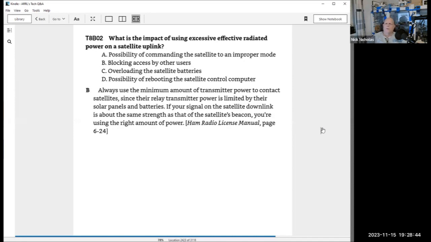What is the impact of using excessive effective radiating power on a satellite uplink? Remember, I've told you, when you use the satellite, it shares all of its output evenly, or at least it hopes to, from all of its input. But if one of its inputs is way more powerful than the other, it gets disproportionate access. So if you overpower the satellite, you will be blocking everyone else from using frequencies that they normally could use.